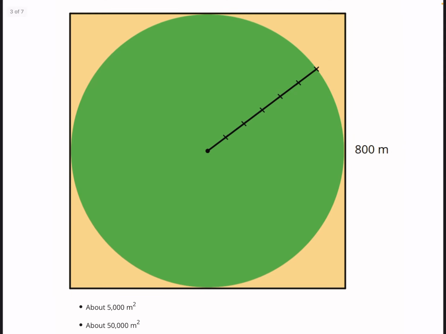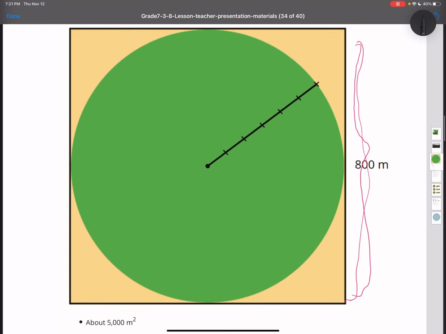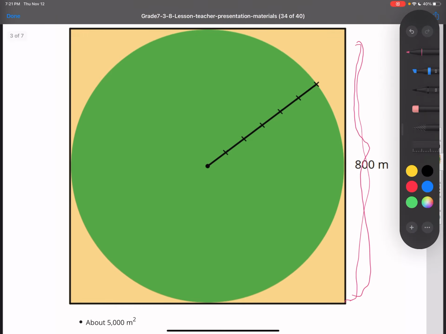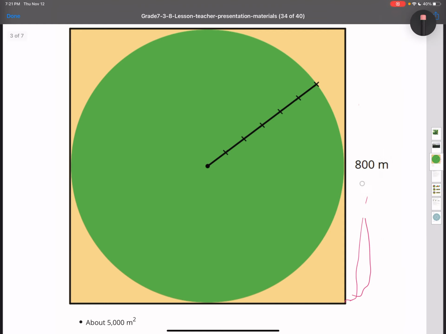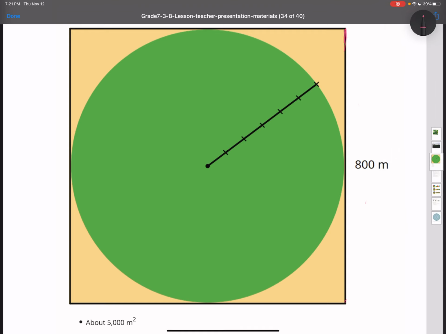So what would this 800 be? What would this 800 be considered for the circle? Even though it's the side length of a square, what would it be? While you guys figure that out, I'm going to trace that line. I'm going to move it over for you guys so you guys can make the connection. So what would this 800-meter be? Why is it relevant to helping us estimate the area of this circle?